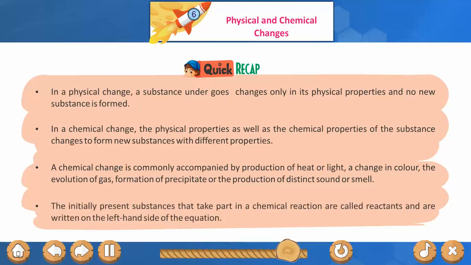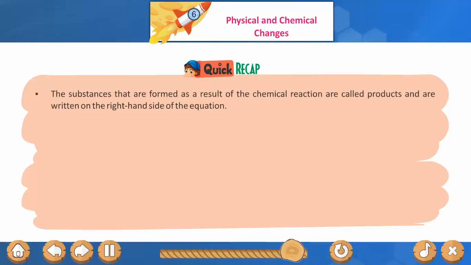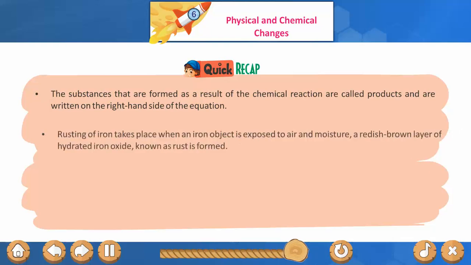The initially present substances that take part in a chemical reaction are called reactants and are written on the left hand side of the equation. The substances that are formed as a result of the chemical reaction are called products and are written on the right hand side of the equation.